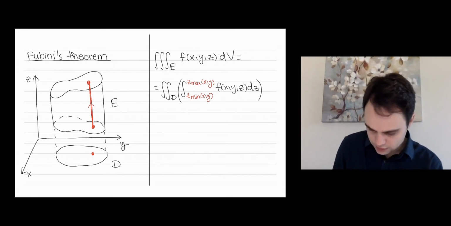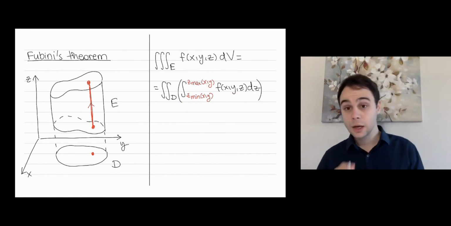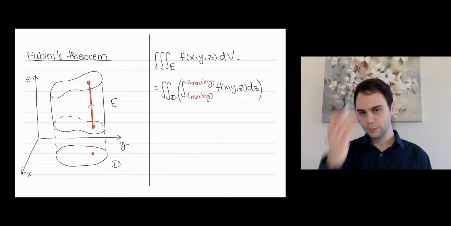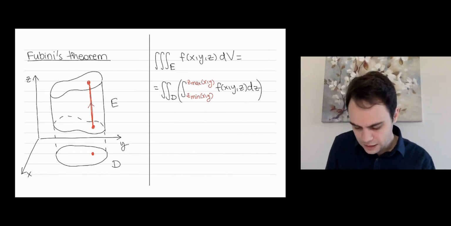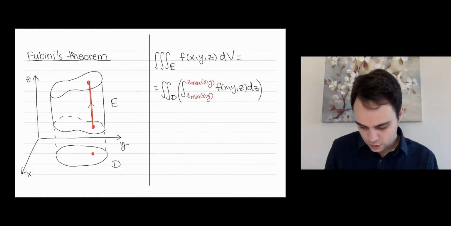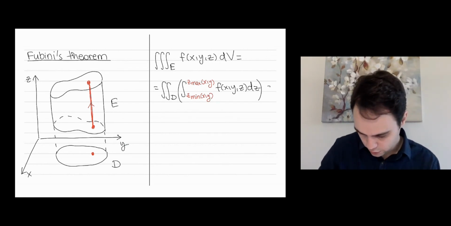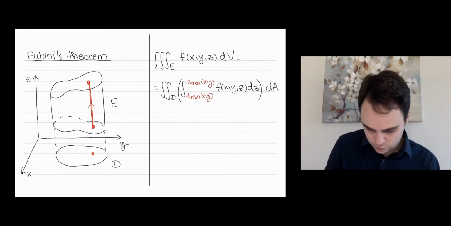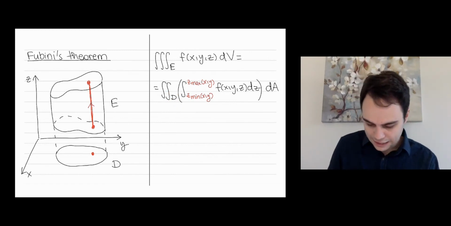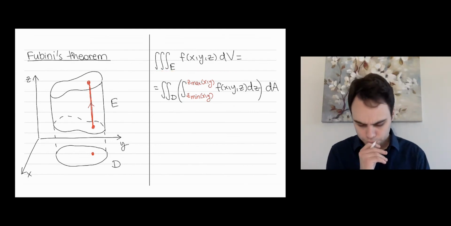So this is a single integral. x and y are fixed. x and y also appear in the bounds. You integrate up with respect to dz. This is a number, so you get a number that depends on x and y. So you really get a function of x and y, and then we integrate that function over this region D to get a number, and that number, Fubini's theorem is telling us, is equal to the triple integral.